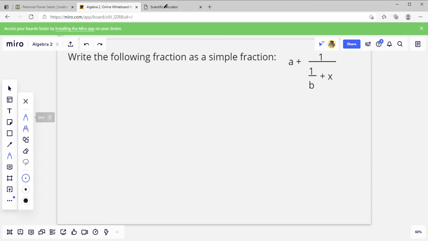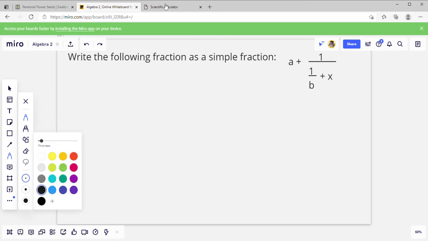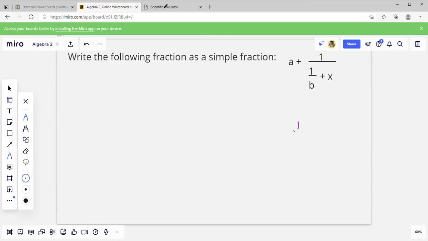Alright, so I'm going to rewrite this down here. So I've got 1 over b plus x. That's basically x over 1. So I need a common denominator, which would be b. So if I multiply this times b, I've already got a b, so I'm going to have 1 over b. And then I multiply this times b, and I'm going to have bx over b. Add those together, and I have 1 plus bx over b.